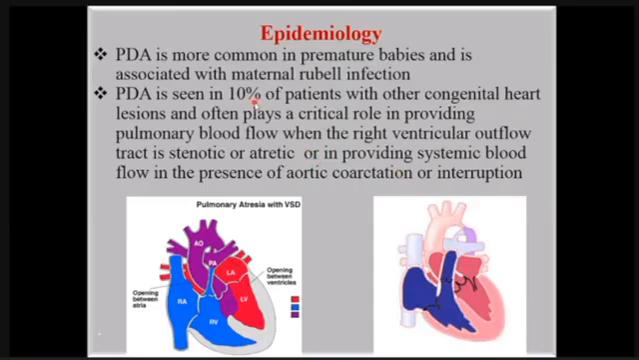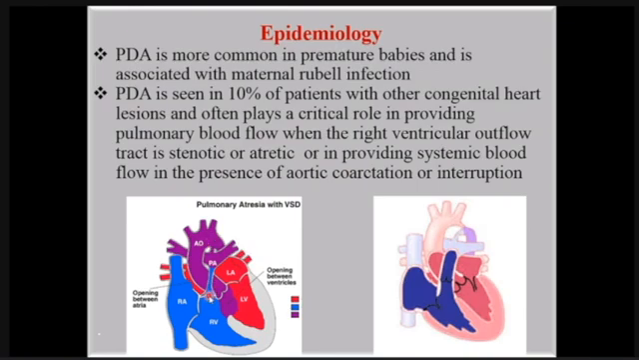In fact, PDA makes 10% of all congenital heart disease. And usually, in most cases, as I said, it transmits blood from the aorta to the pulmonary arteries and might be harmful. In a few cases, it is useful. The PDA is useful. Where?